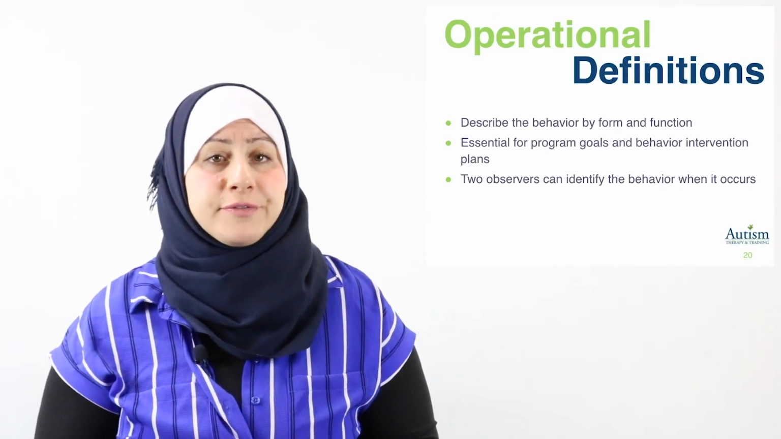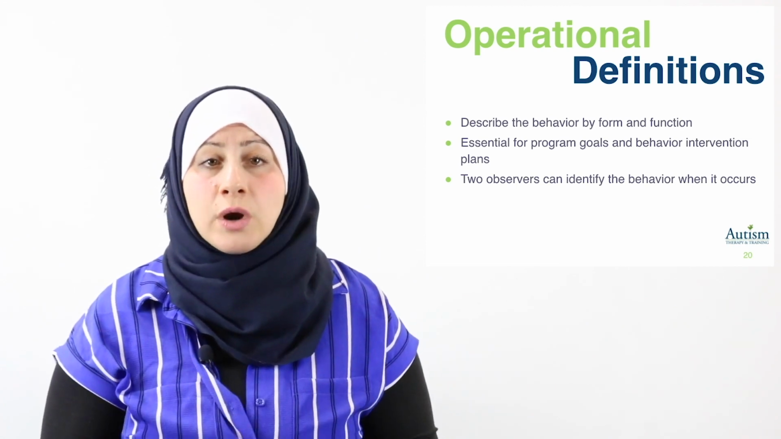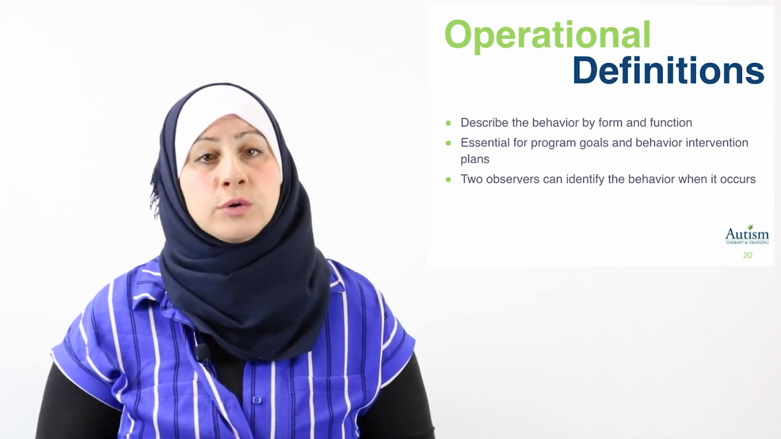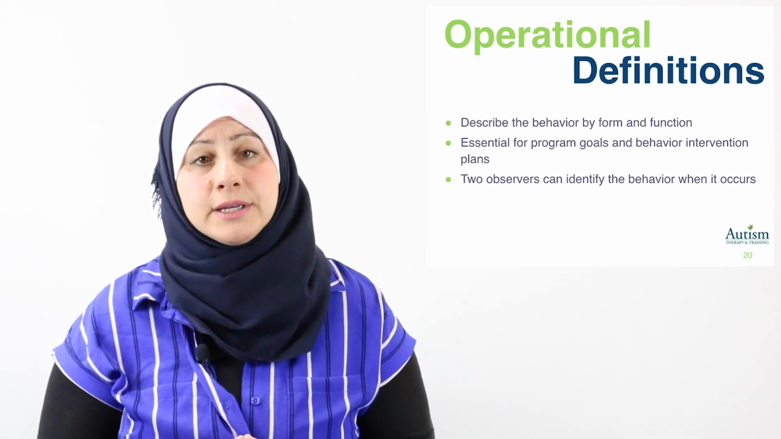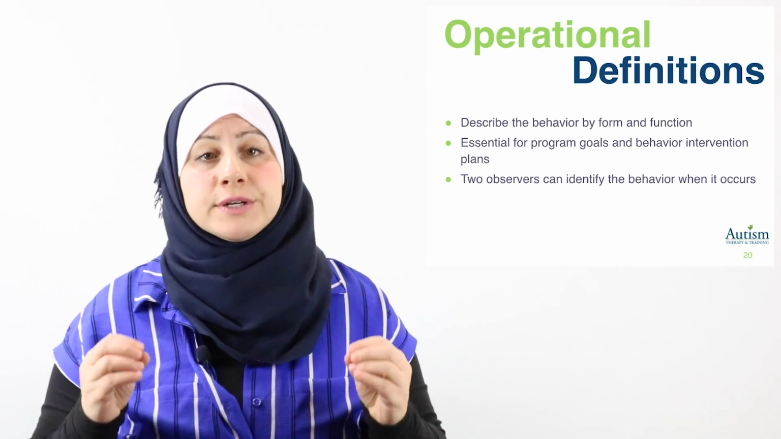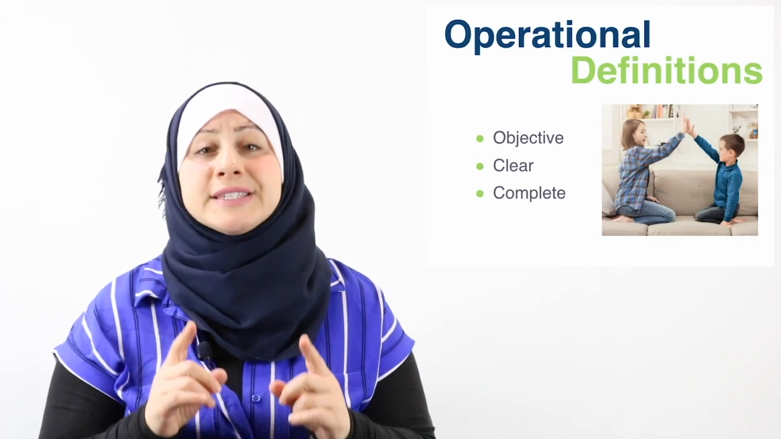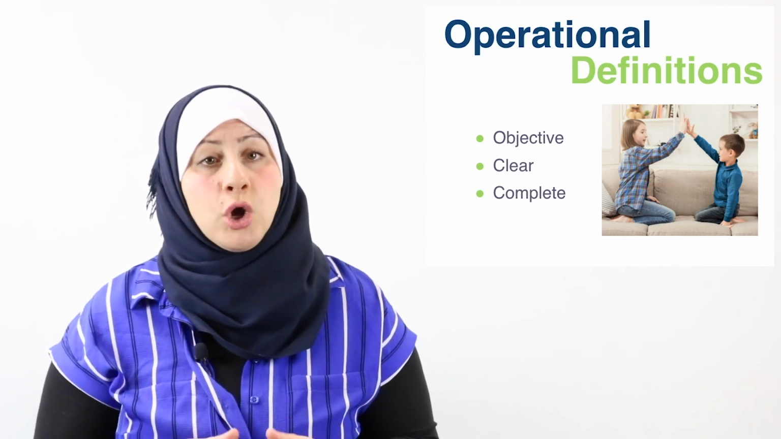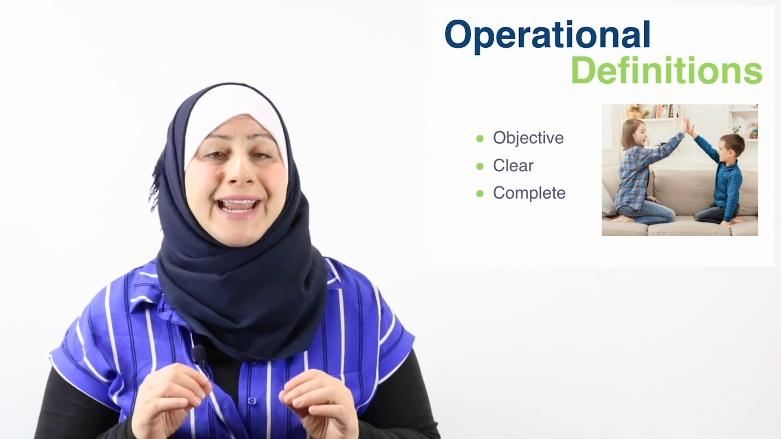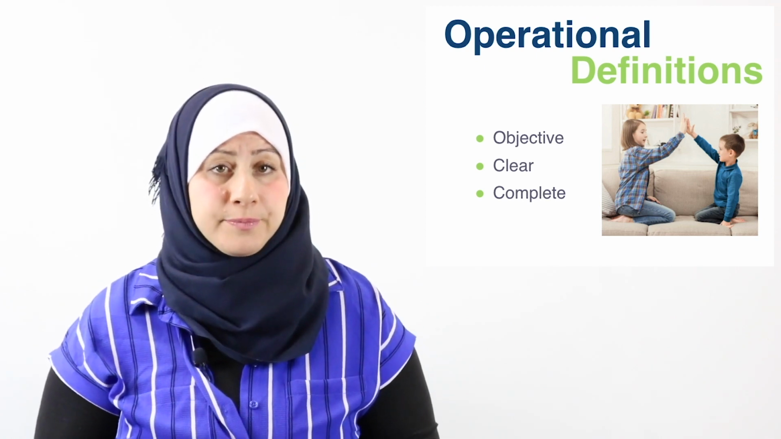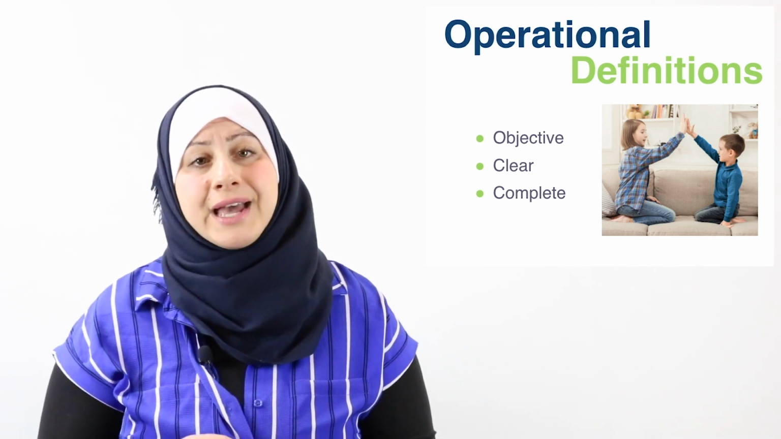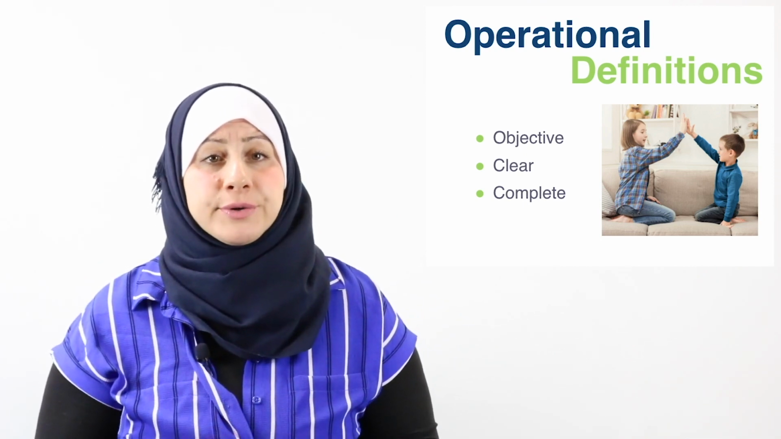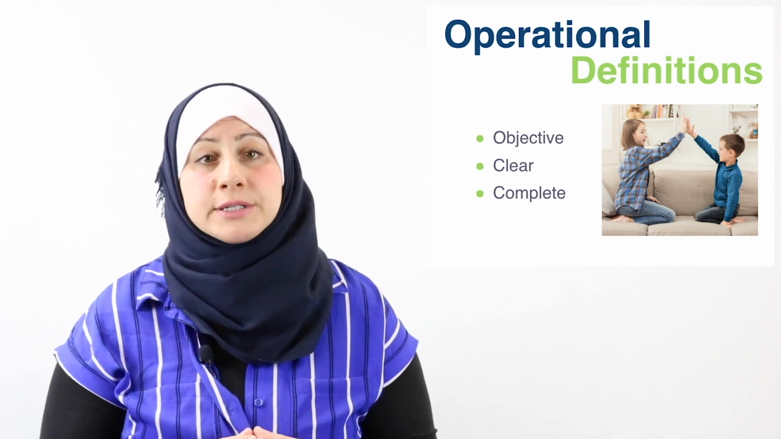An operational definition is when a behavior is described by its form and function. It's important for writing program goals and behavior intervention plans. A good definition allows two different observers to identify the same behavior. The definition should be objective, which refers to observable characteristics of the behavior. The definition should be clear so that another could measure it. Complete, that it has boundaries of when it occurs and a measuring time frame.